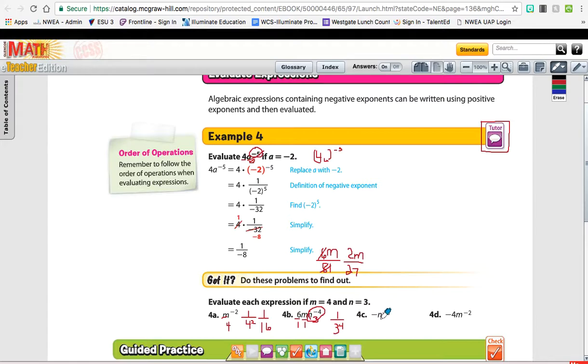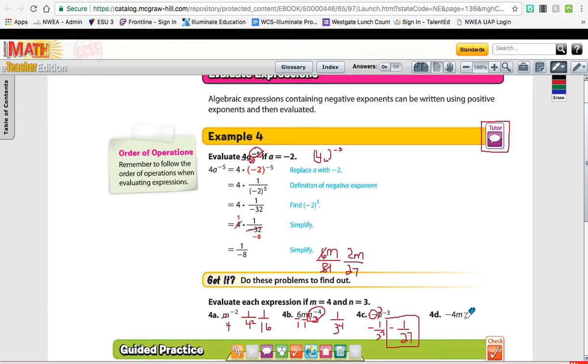For 4c, we have the opposite of n to the negative 3. Okay, so I'm going to save that opposite for my answer. I'm going to plug in n, which is 3. 3 to the negative 3rd power is the same thing as 1 over 3 to the positive 3rd power. And 1 over 3 to the positive third power is the same thing as 1 over 27. And the opposite of that would be a negative 1 over 27.